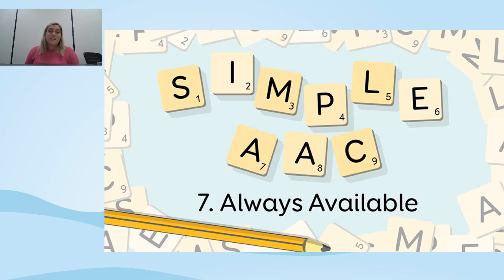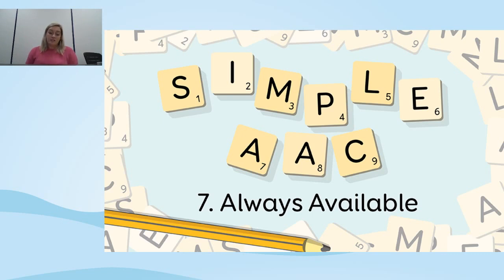So the first A of Simple AAC is always available. And so it's really important that the AAC learner has access to their communication system as much as possible. Now, we know with some speech generating devices, it's not always possible. Something might have gone wrong, they might not have it mounted properly, the battery might have died, but that's why it's really important to always have a paper-based or alternative backup so that they're always able to convey messages.